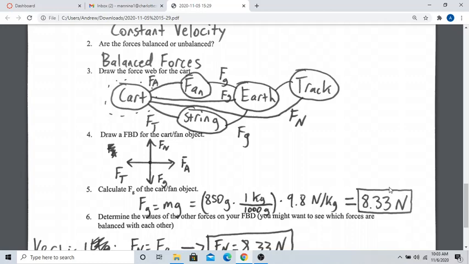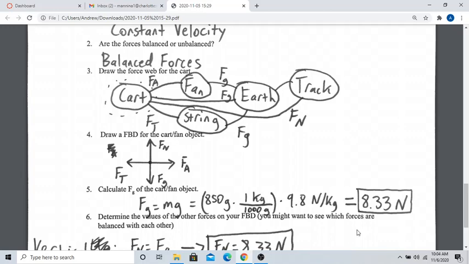So it says, the last piece, determine the values of the other forces on your FBD. Now, in a little parentheses, I say you might want to see which forces are balanced with each other. That's kind of coded language for me saying you need to write out your equilibrium conditions. And in fact, as you start going through the different forces questions I'm going to give you, you must write out your equilibrium conditions if you want to get full credit. And I will be looking for them because that is an excellent and quick way for me to know if you recognize which forces should equal which forces.